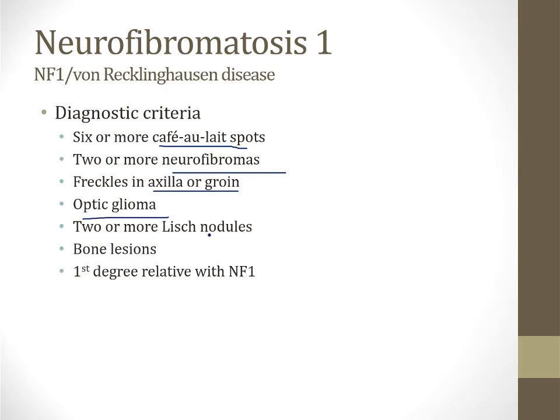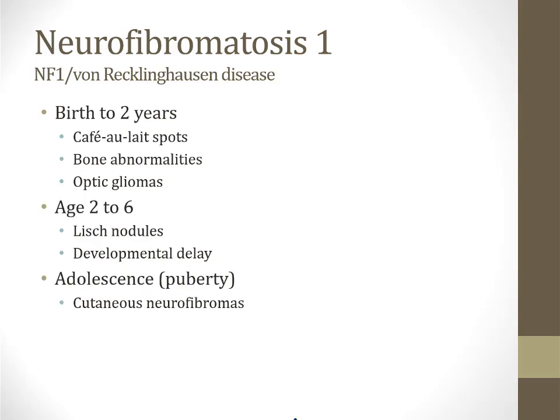An optic glioma, 2 or more Lisch nodules in their eyes, or a bone lesion, or a first-degree relative with neurofibromatosis type 1. Most likely on your board exams they will describe an adult who has many of the features of neurofibromatosis, but just so you're aware, the features tend to evolve as a person ages in a typical fashion.